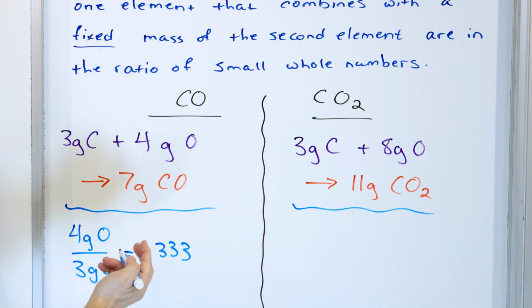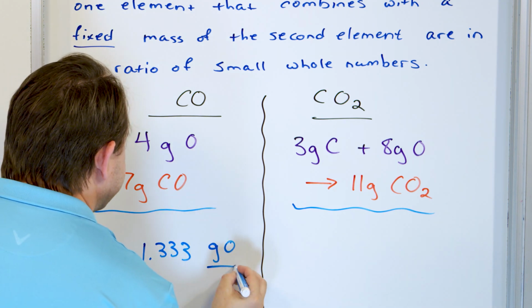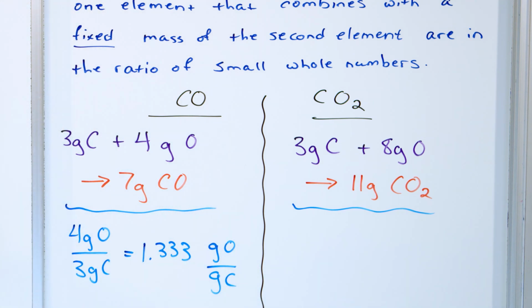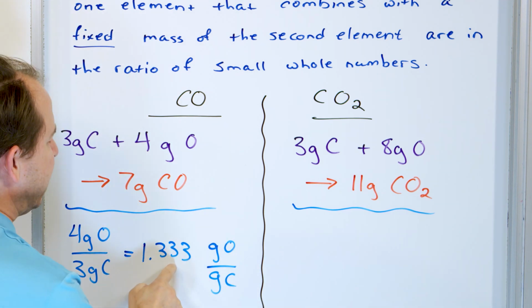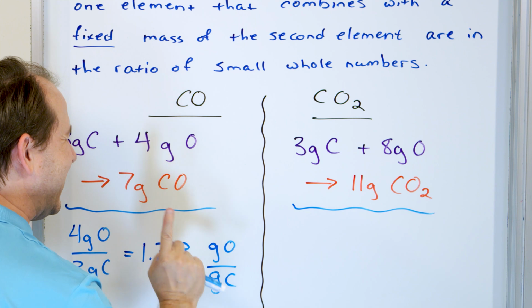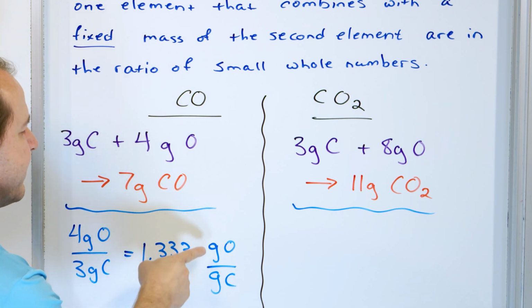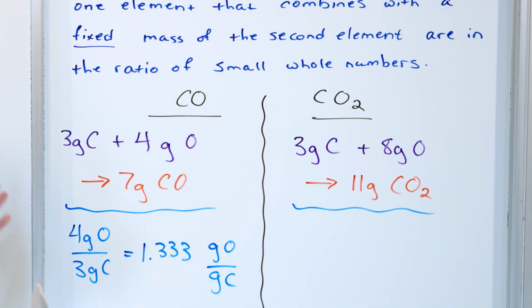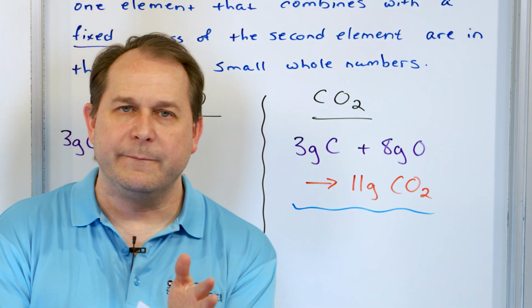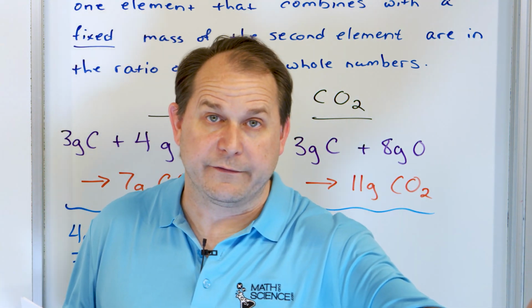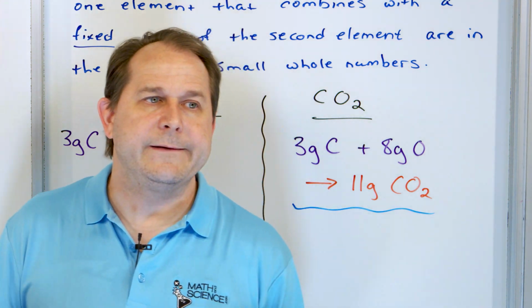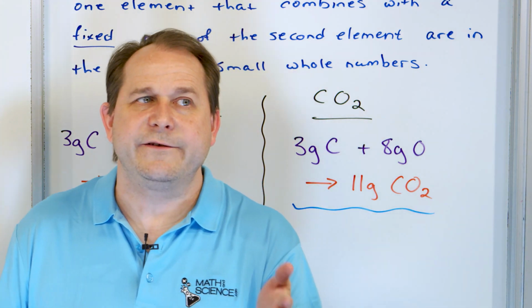Then what are the units I have here? I have grams of oxygen per grams of carbon. So what this means is that 1.333 grams of oxygen react for every 1 gram of carbon, because that's what the units tell me. Yes, it really was 4 grams reacting with 3 grams. But when you do the division, it's like going 100 miles or 100 kilometers in 50 seconds.